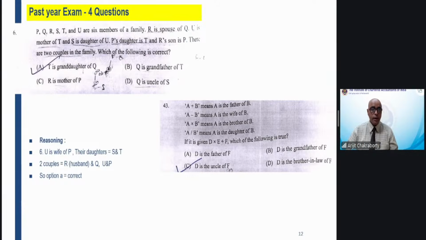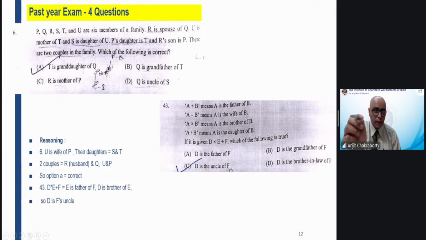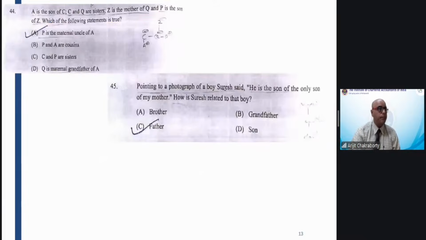So what does this mean? E is F's father, and D is E's brother, that is, F's father's brother. Father's brother is D. Father's brother is what? Uncle. So 43rd question, I hope it's crystal clear. Option C is the right answer. Please see the reasoning I've written here. First I explained, then I'm showing you the line by line reasoning. D multiplied by E plus F ultimately results in the conclusion that E is the father of F and D is the brother of E. Therefore, D automatically becomes F's uncle.